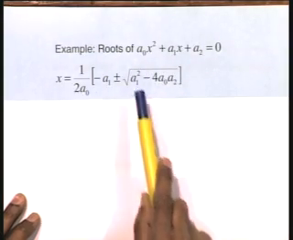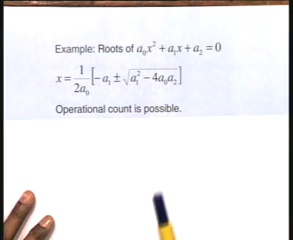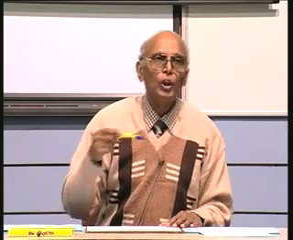Now in a direct method the operational count is possible. What we mean by operational count is the total number of multiplications, divisions, additions and subtractions that are there in a problem. Thereby you would be able to say what the computed time taken by this particular method will be, because we know the speed of the machine.